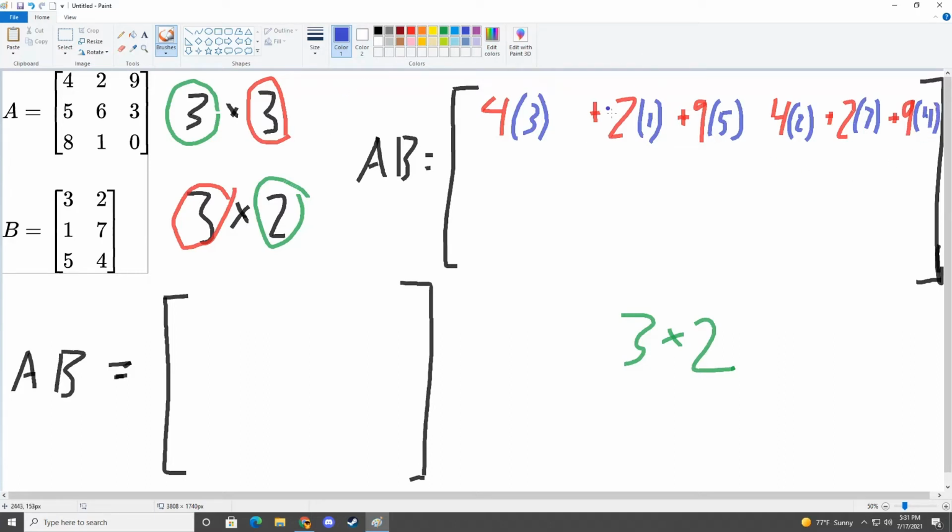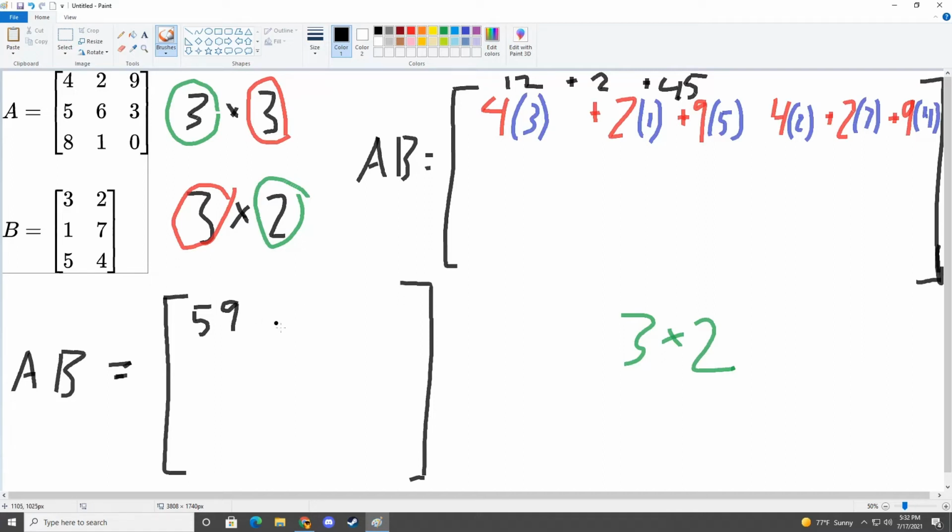Alright, so let's start solving this. 4 times 3, that's going to give us 12, plus 2 times 1, which is 2, plus 9 times 5, that's going to give us 45. So 12 plus 2 is 14, and 14 plus 45 will be 59. And so that's going to give us our first value of 59 in the answer.